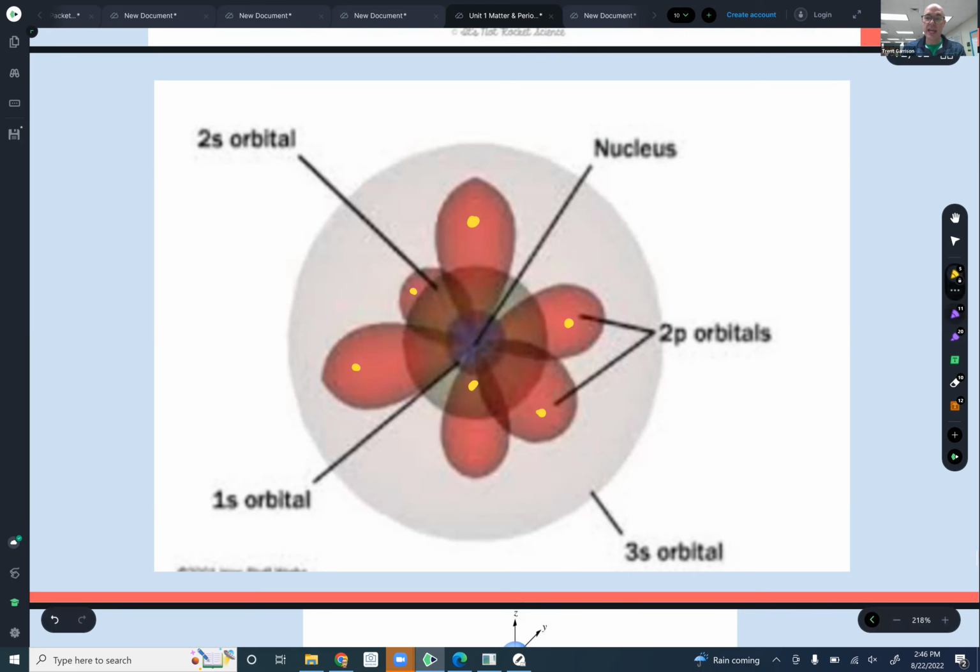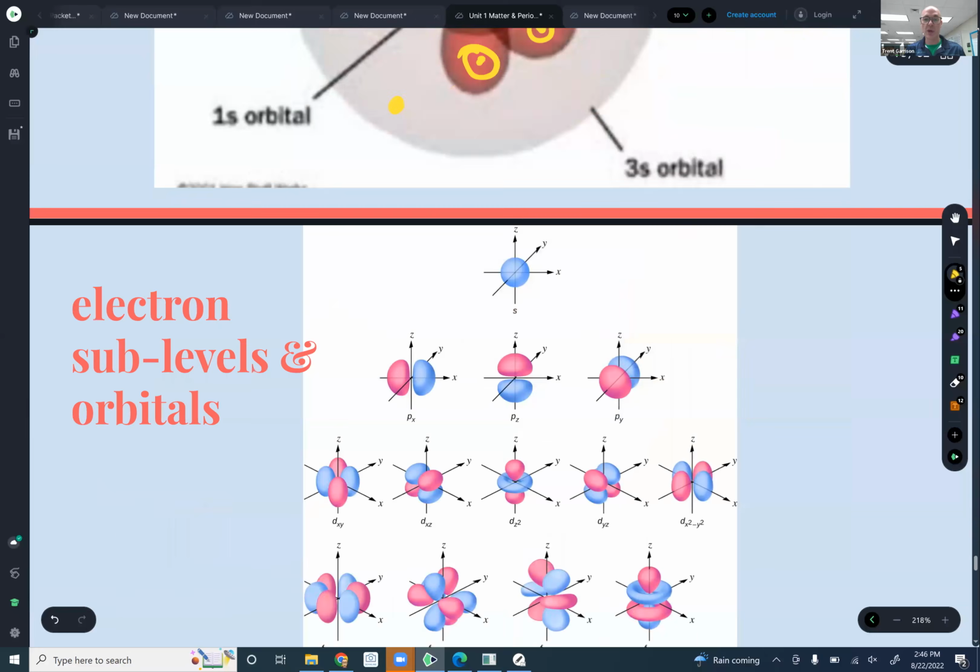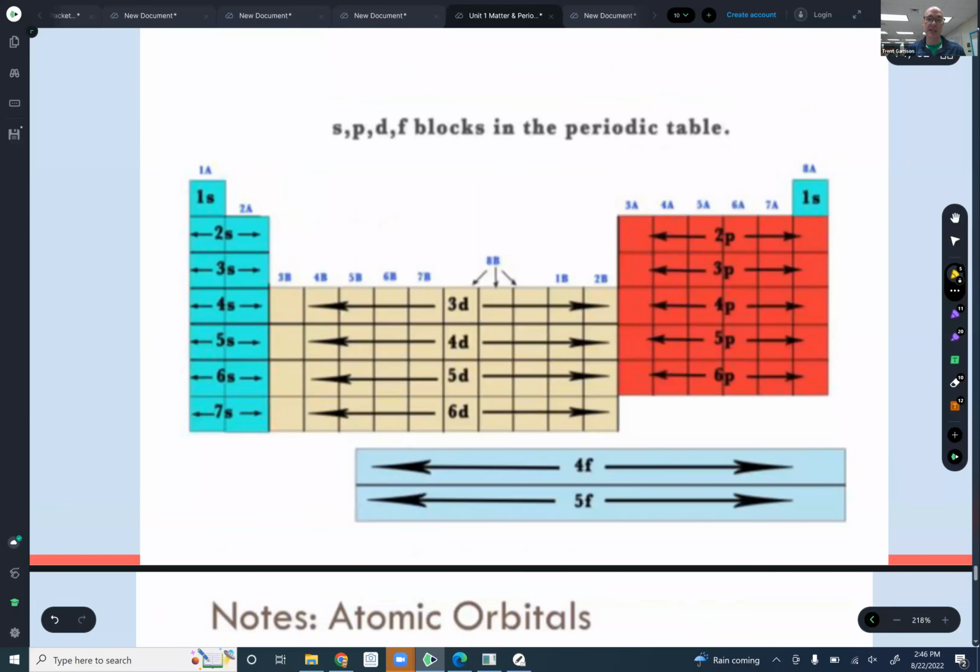So in the 1s sublevel, we would have 2 electrons. And then in the 2s, we would have 2 more electrons. And then in the 2p, we would have 1, 2, 3, 4, 5, 6 electrons. If I combine that together, I've got 1s2, 2s2, and 2p6. So I'm trying to build up your knowledge of how the electron configuration all works together with what these atoms look like on the inside.